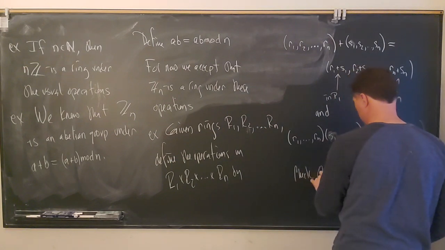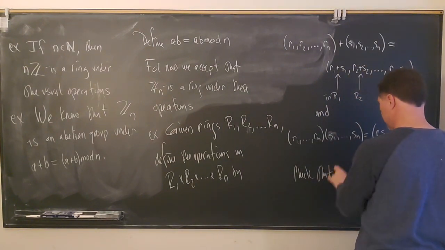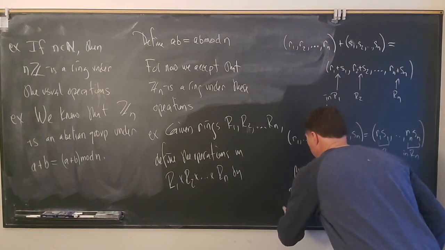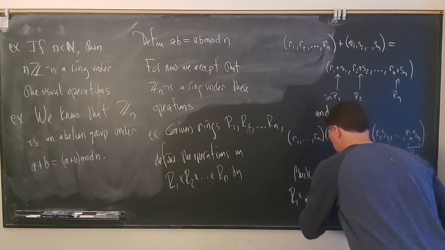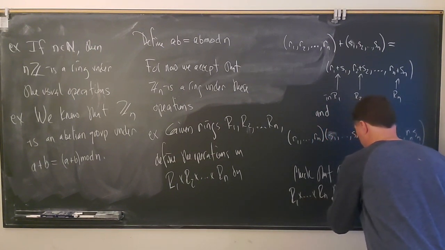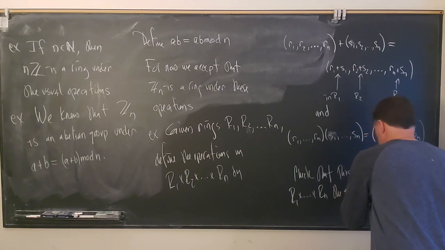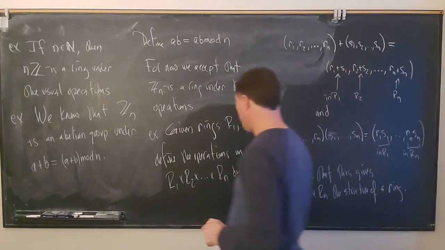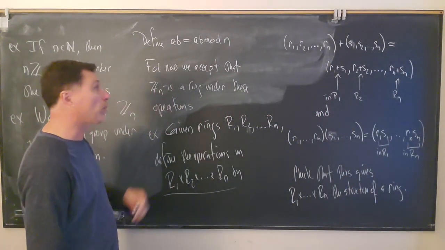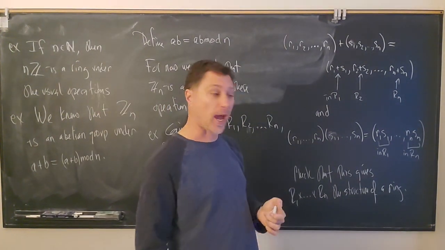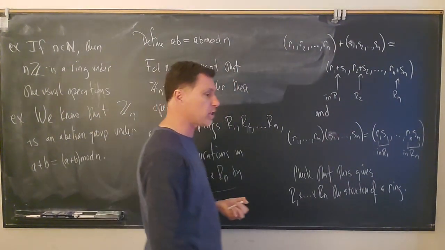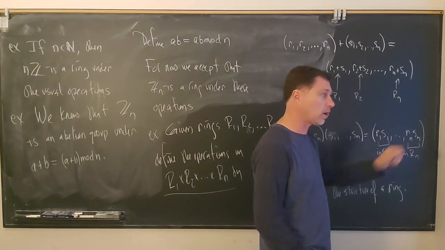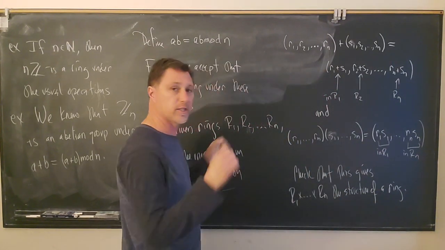Check that this gives R1 cross dot dot dot cross Rn the structure of a ring. We already know this is an abelian group under the additive operation, so the only thing you'd have to check is associativity of multiplication. That would be fairly easy because you have associativity in each of the capital Ri's, and then you need to check the distributive property, so you just have to grind that out.